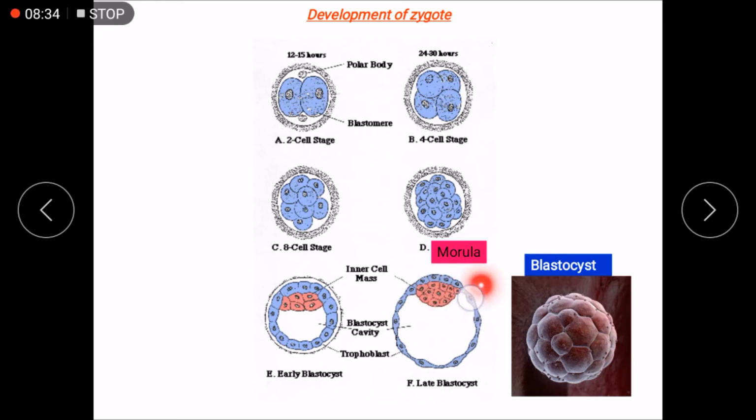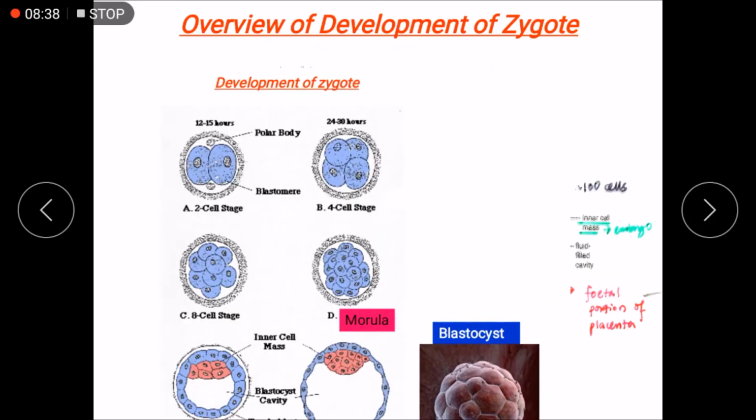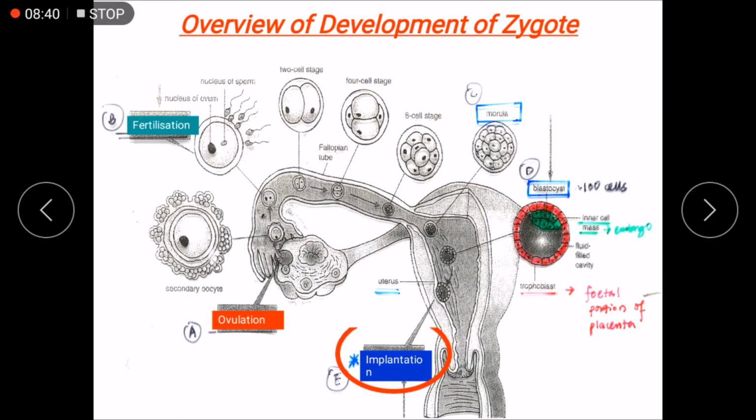And then the outside layer will form the amnion. Part of the blastocyst cell mass will become the placenta, and part of it will become the embryo. So you have to know that. Later we will see in detail.